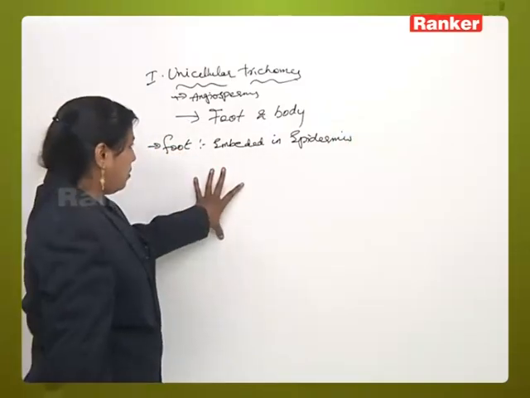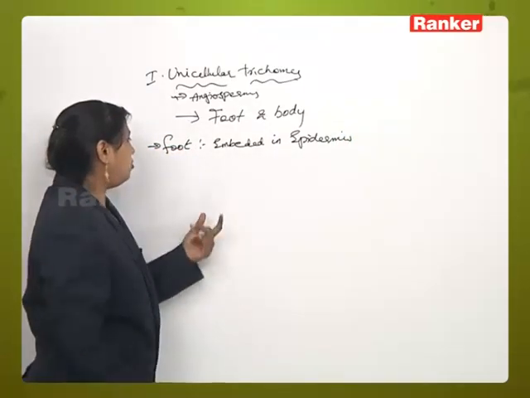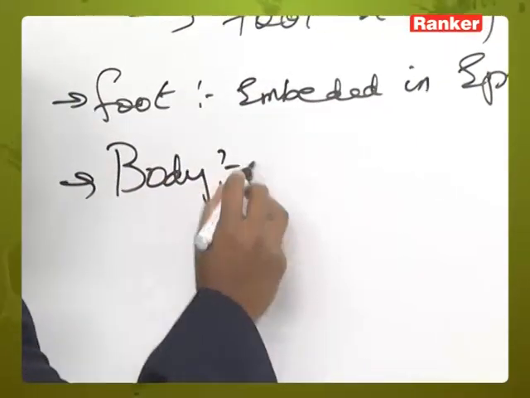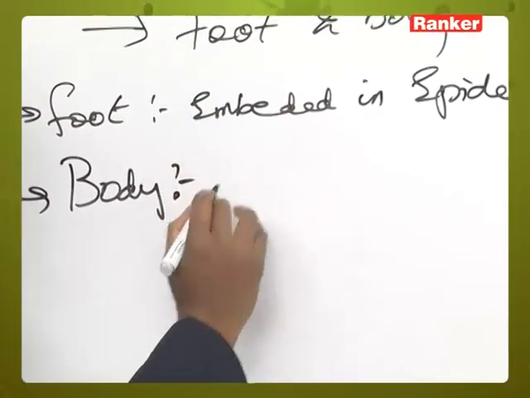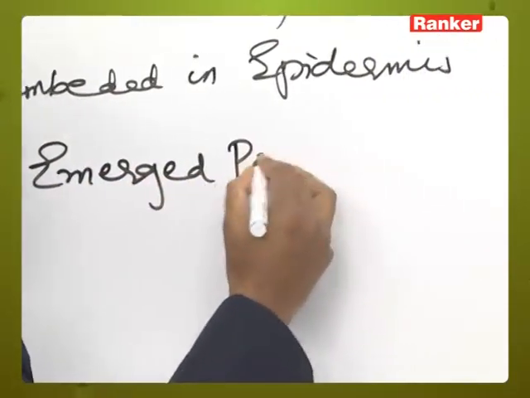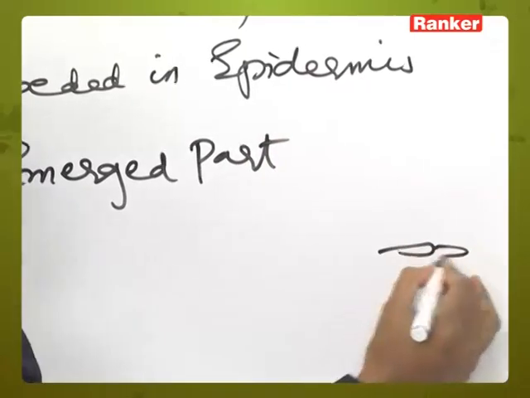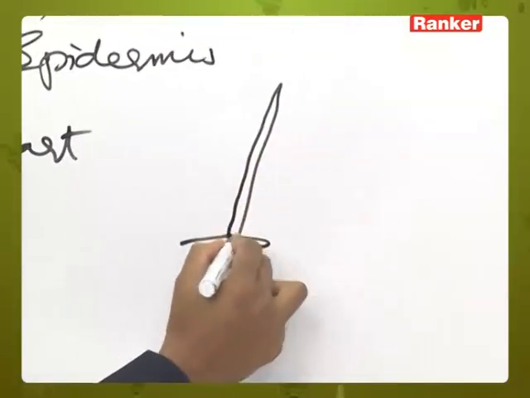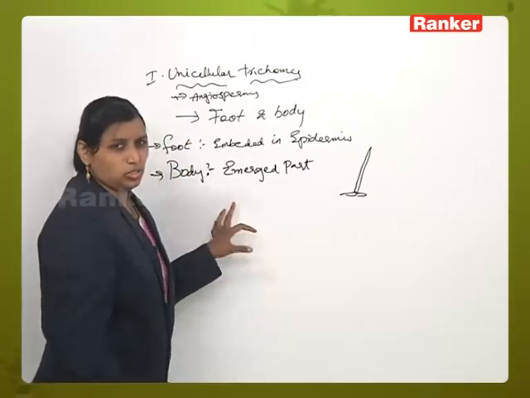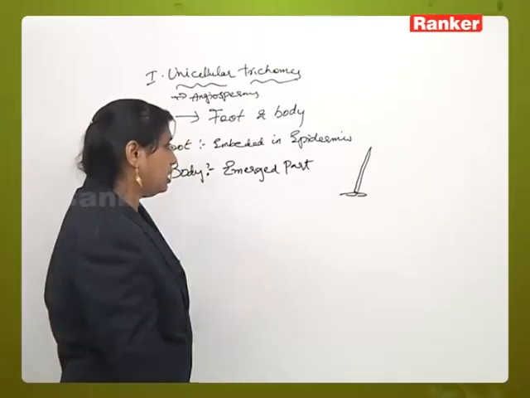It is in the basal part of the body and it is distinct from the body. And again, one more is the body part. Body of the unicellular trichome, it is the emerged part of the body. Emerged part from the body means from the epidermal cells, the outgrowth which is coming outside is called the body of the hair.